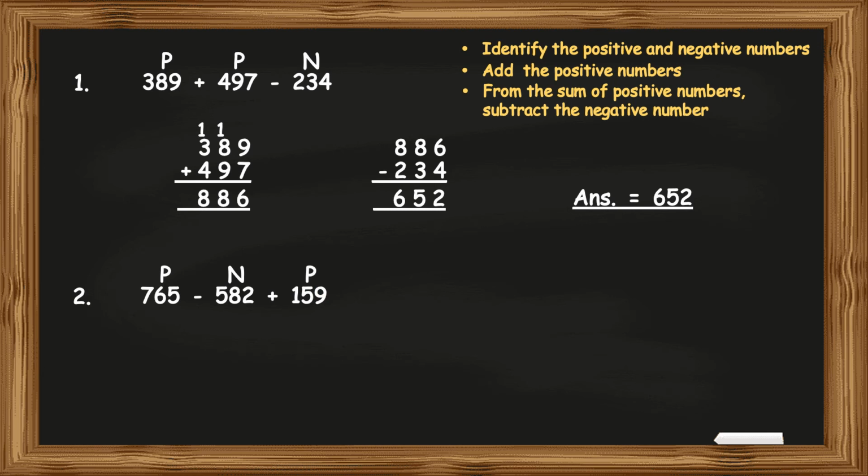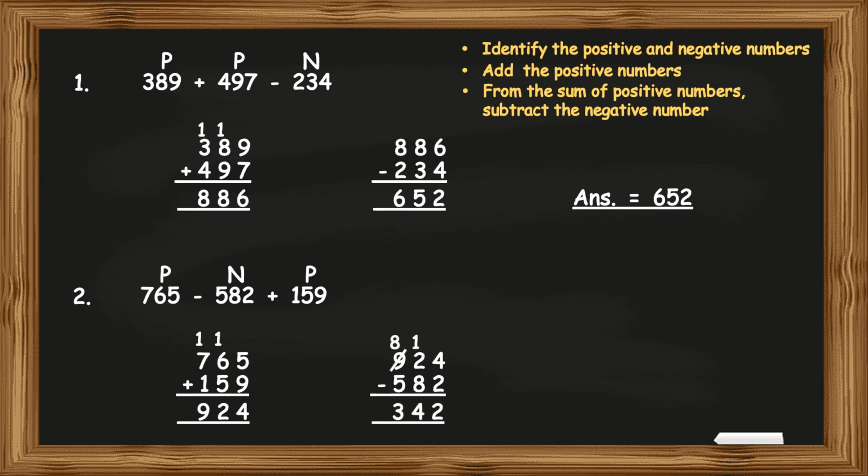Step 2 is add the positive numbers. That is, add 765 plus 159. Both the positive numbers. The sum is 924. And in step 3, from 924, subtract the negative number, which is minus 582. And when you subtract, the difference is 342. Answer is equal to 342.